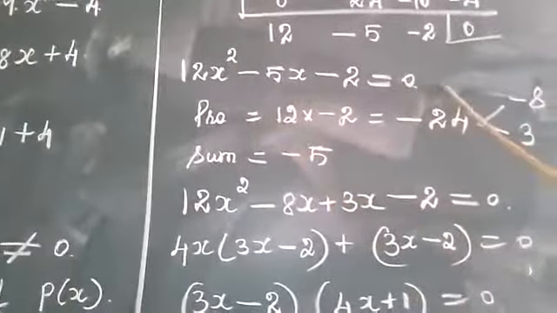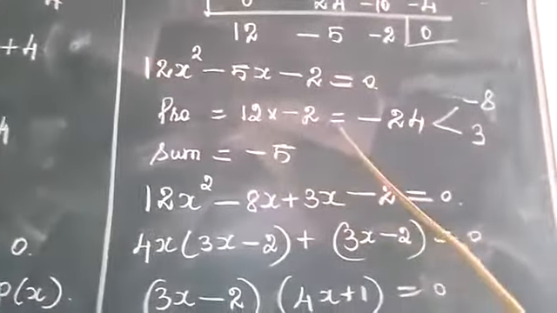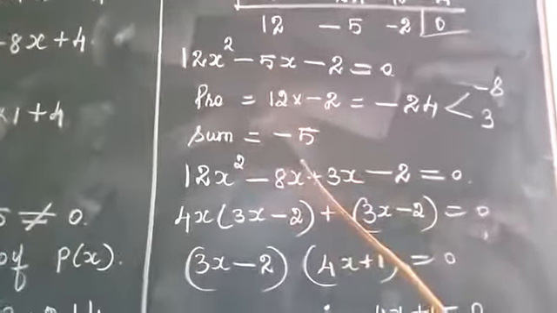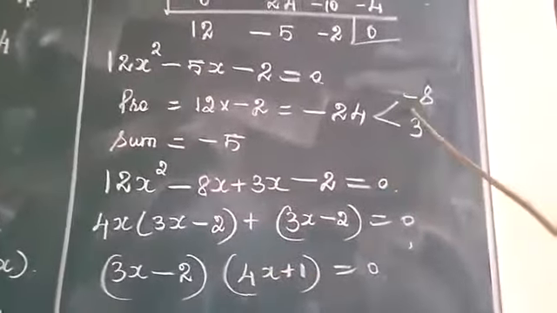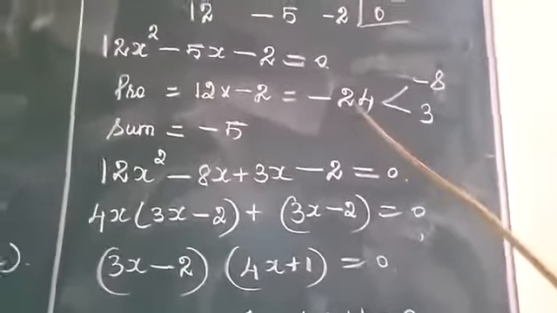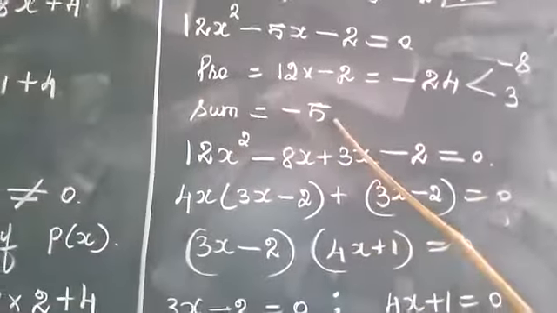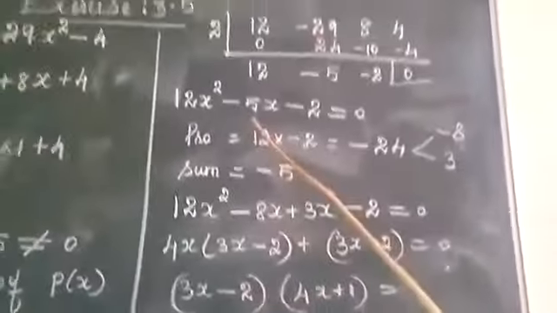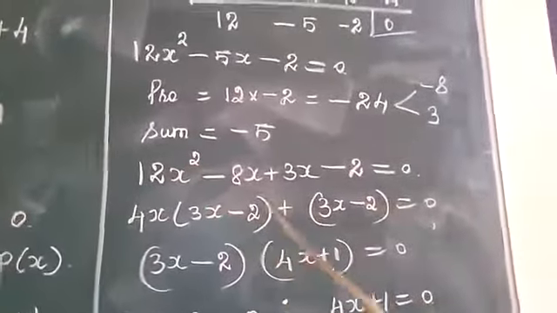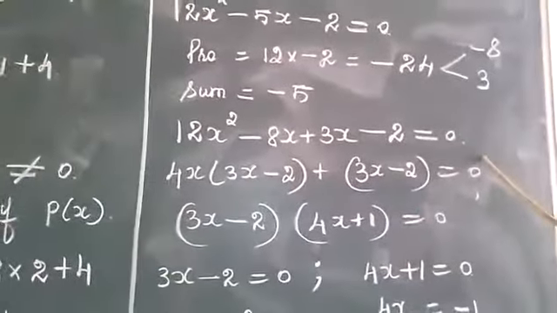Now we have to factorize. Here the product is 12 into minus 2, which is minus 24, and the sum is minus 5. The two numbers are supposed to be minus 8 and minus 3, because if you multiply them, we will get minus 24, and if you add them, the sum is minus 5. Now we are going to split that minus 5x. We can write this way: 12x square minus 8x plus 3x minus 2 is equal to 0.